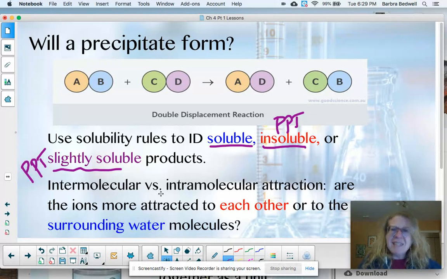So again, slightly soluble generally is the same thing as saying insoluble, right? For the most part, when those guys come together, they stay together, and only a little bit of the ions are going to kind of stay separated. So that's really the idea. Are they more into each other? Insoluble, forming a precipitate. Or are they more attracted to the surrounding water? That means that they are soluble.